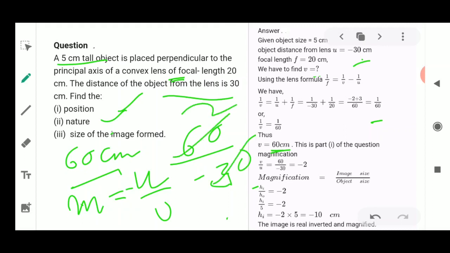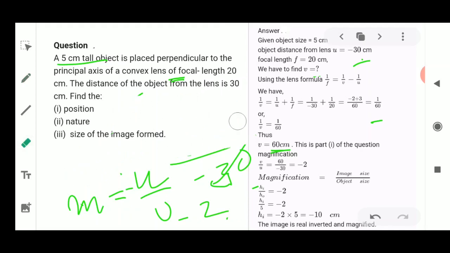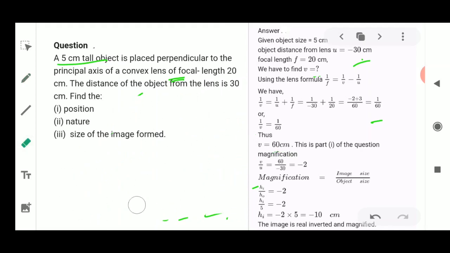Okay, so you are getting the magnification as minus 2. Now this minus sign is also indicating something. Magnification is image size upon object size, and you have got the answer, that is magnification is equal to minus 2. Now what about the exact size of the image which is being formed? You got the position, you got the nature. The nature was real and inverted. Next, what is the size of the image which is being formed?